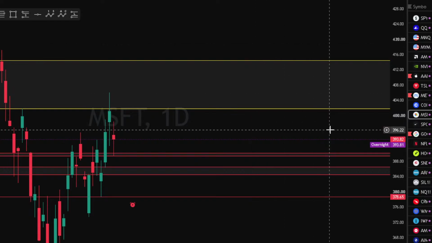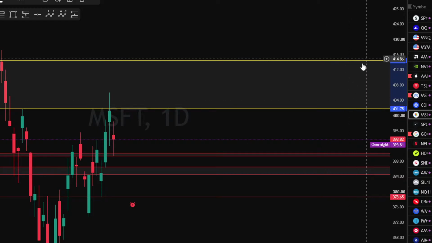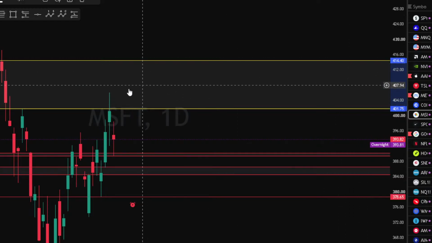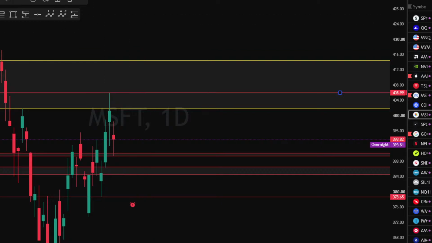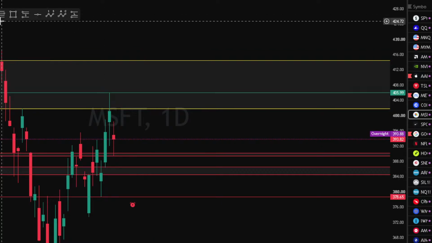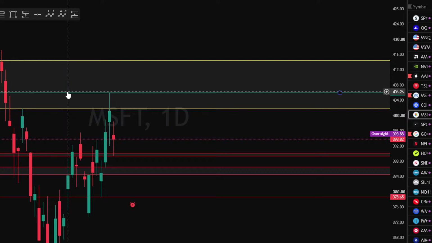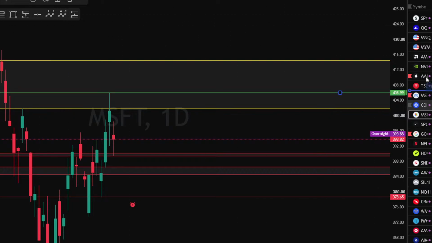All right, so technically 401.75 is the first target, but I'm striving first for this high to get taken at 405.99, but I'm really striving for that 414 level, to be honest. That's what I'm aiming for, at 414. So I like Microsoft. I'm gonna bring Microsoft up.